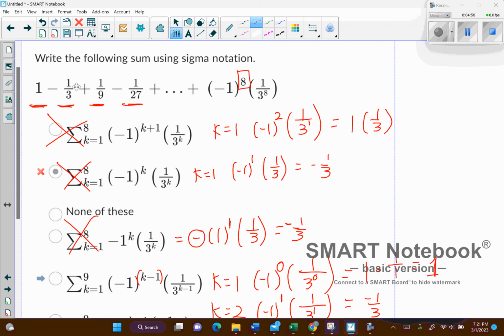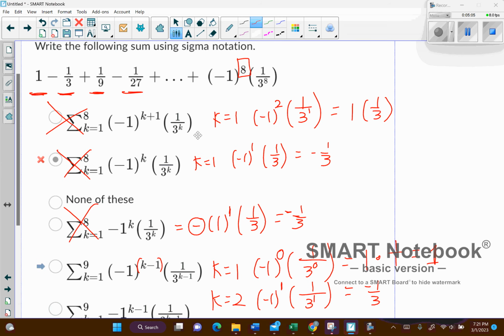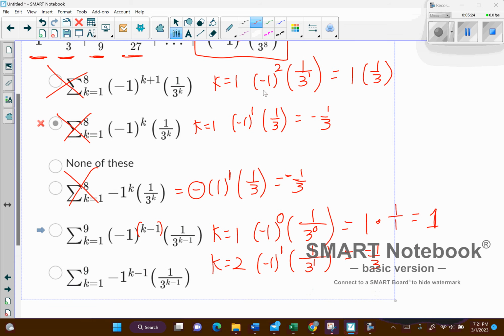And then the next one should be plus 1/9 and minus 1/27 and so on. So you could keep trying those numbers just to make sure it fits the pattern. And also, if you plug in 9, you would get this last one right here. 9 take away 1, that's where that 8 comes from. So negative 1 to the power of 8, and then 1 over 3 to the power of 8. So you can see that also right there. So that's why this is our result. I hope that helps. If you have more questions, just let me know.